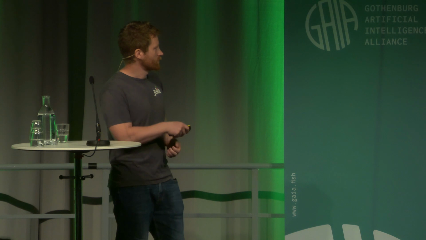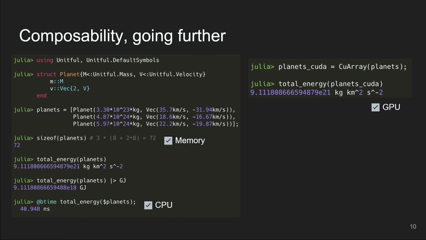And now when I compute the total energy here, we get it with units. And I didn't change any of my code. And I can convert this unit, let's say, to gigajoule, and then I get it in gigajoule instead. And if we benchmark it, we see it takes, I think it was 39 nanoseconds last time, now it's 40, so some noise there, but it doesn't cost anything in terms of performance.